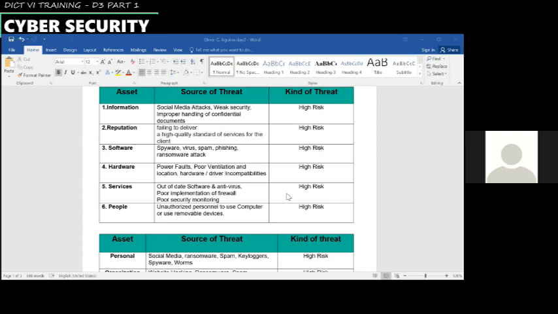Again, the source of threat and kind of threat is different for every organization or unit because we have different scenarios. So the first asset was identified as information. What are the possible sources of threats? Very good. Social media, of course, with weak security and improper handling of confidential documents. Some of us are very careless in handling personal confidential documents. So again, he identified it as high risk. Then reputation, our reputation as an organization failing to deliver high quality standard of service to the clients, which most of the clients complain about. That threat is still high risk. In terms of software, he identified the sources of threat as spyware, virus, spamming, phishing, and ransomware attack. Very good. Still high risk.